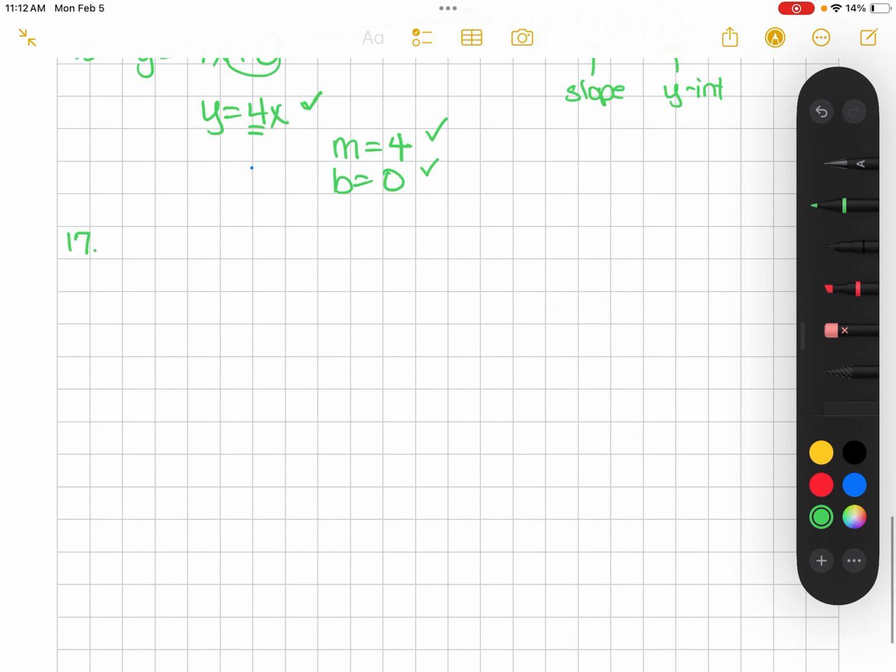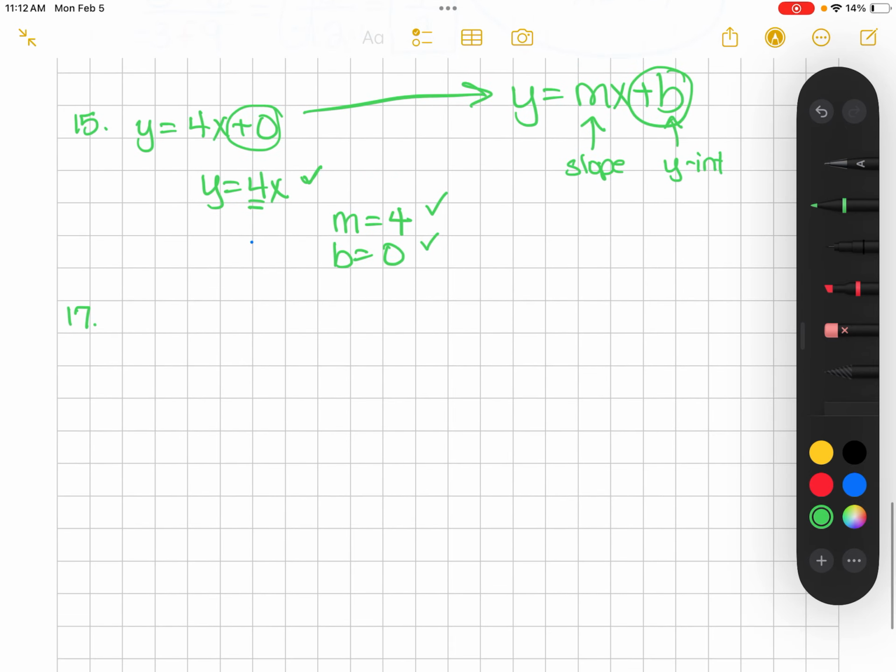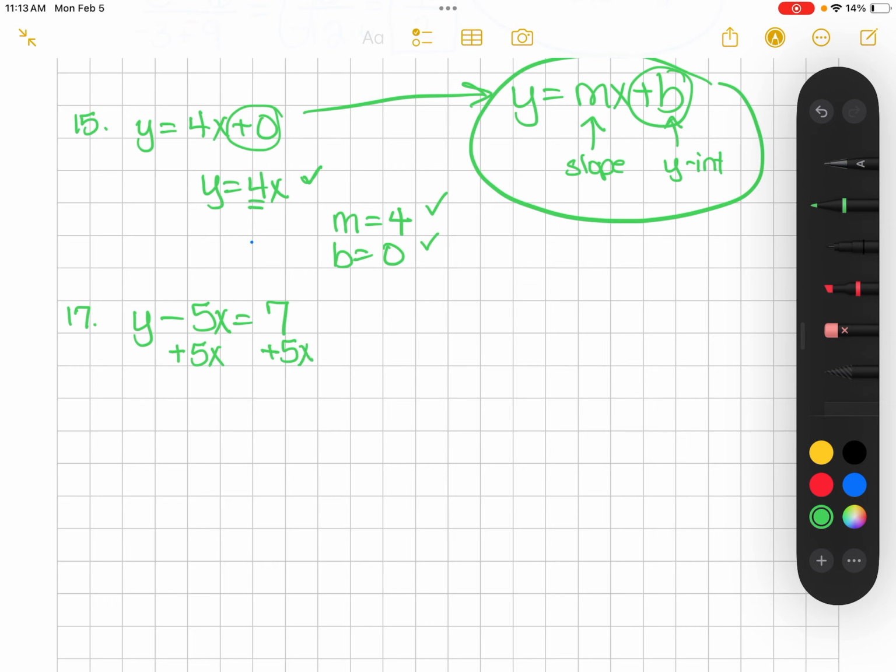Okay, number 17. I'm going to leave it right there so we can look at the slope-intercept form. Number 17 is y minus 5x equals 7. So this one is not in slope-intercept form, so I need to get it into slope-intercept form. For slope-intercept form, you always want y by itself, so I'm going to get rid of this part of the equation. So if it's minus 5x, I want to move it to the other side, so I'm going to add 5x on both sides.